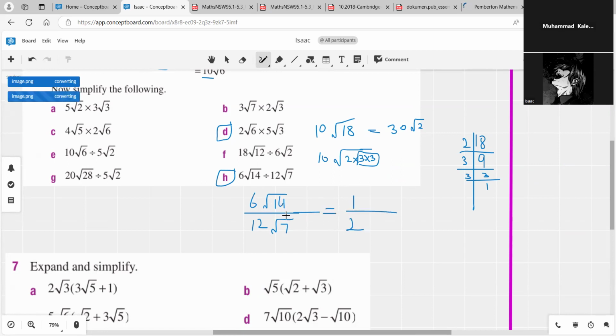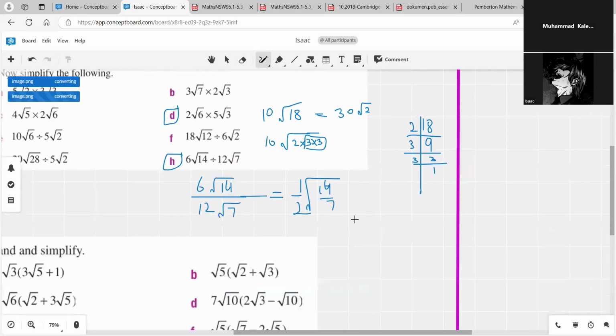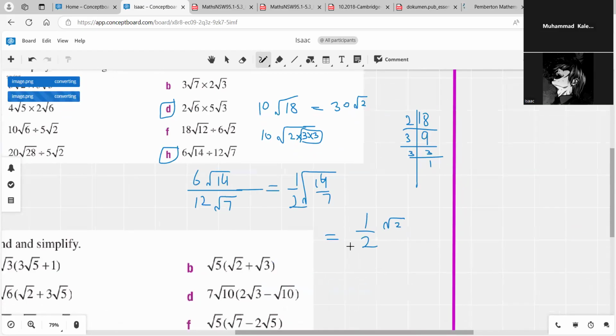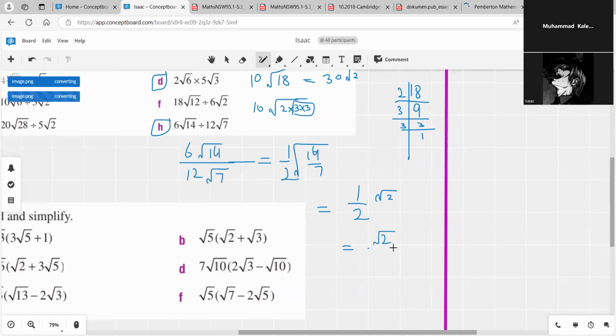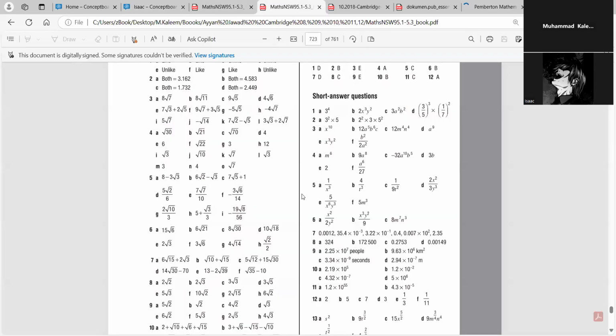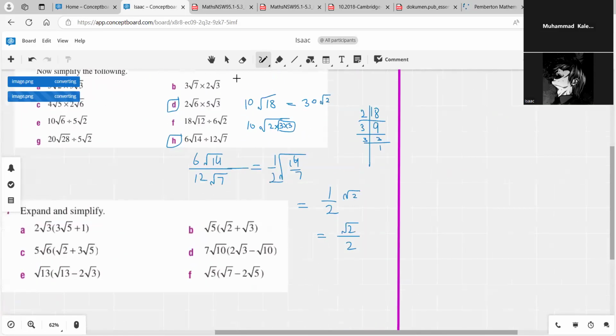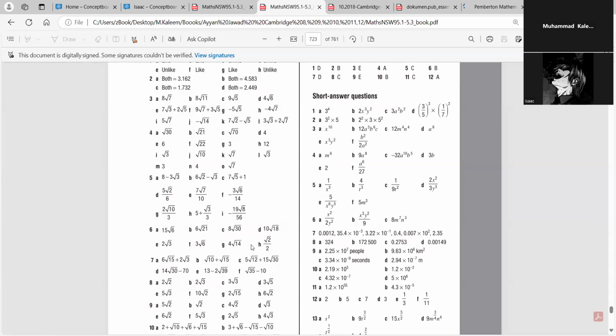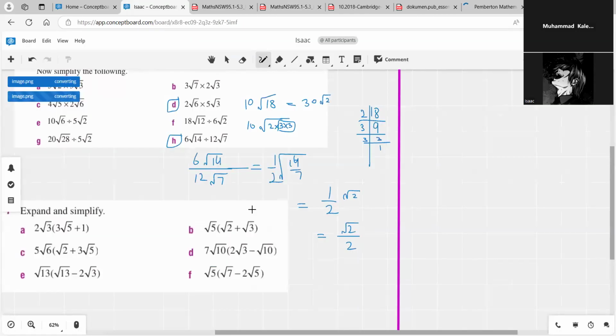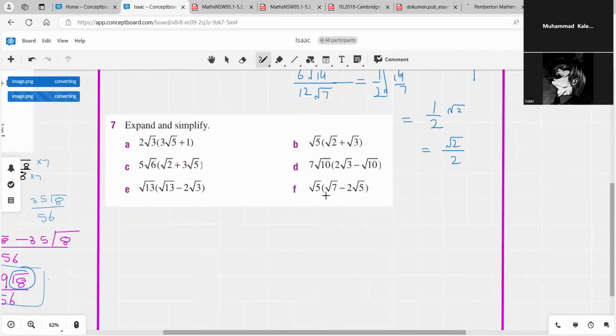And what about these things? It'll be square root 2. Yeah, we can combine their roots. So 14 over 7, then 1 over 2, and root 2 is left over there. So you can say square root of 2 over 2. This is the answer. Let's check it out. Question number 6 and it's H. You can see this is the answer. Instead of writing in decimal form, try to write your answer in fraction form.